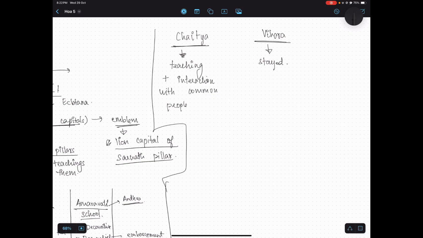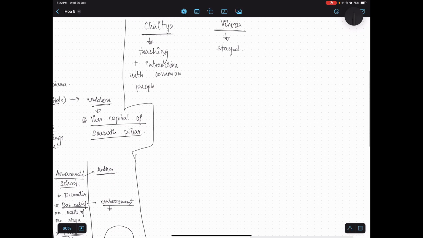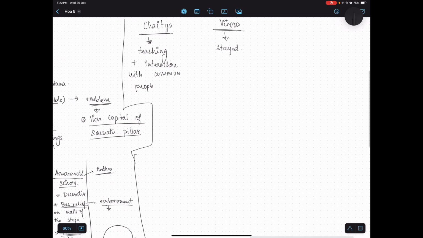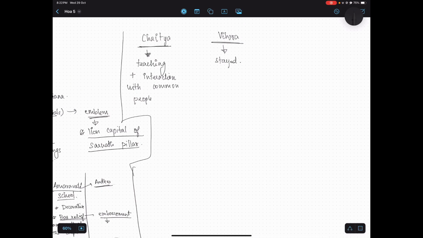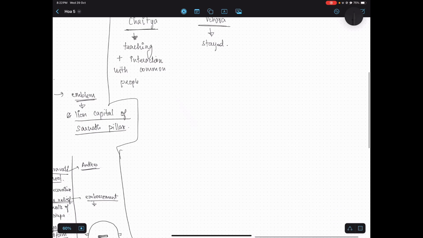So if you see Chaitya hall, most of the Chaitya halls were carved out of caves. So you can find examples of it in Ajanta and Ellora of Maharashtra or Udayagiri caves of Orissa. You can find them in all of those places. So a basic plan and drawing.